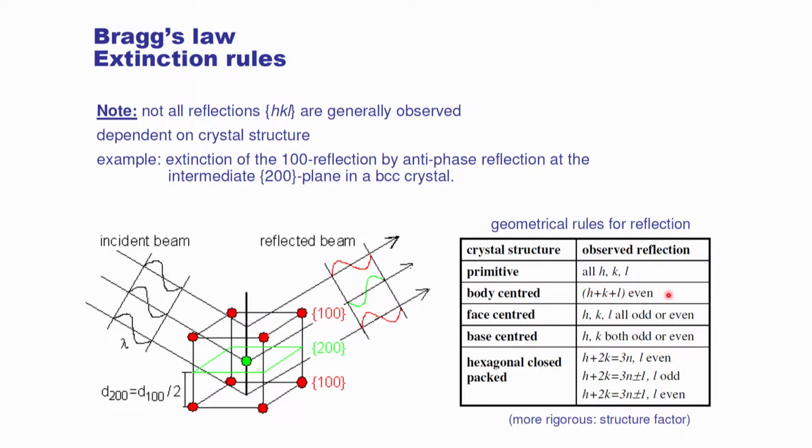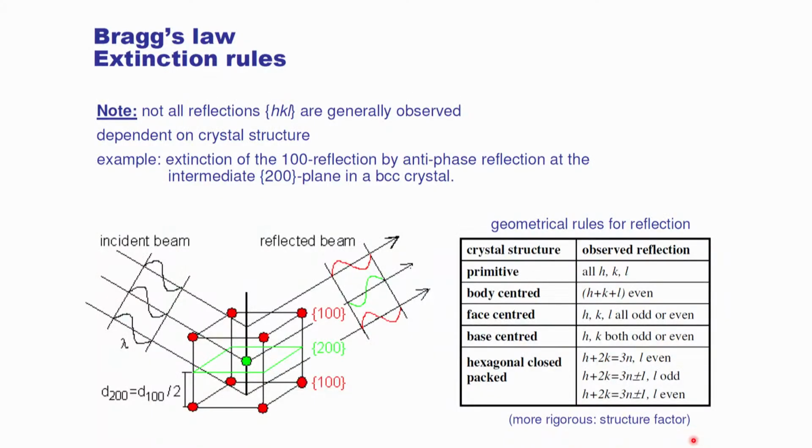For body-centered cubic, H plus K plus L have to be even. So 112 will work, but 221 will not work. For face-centered, HKL are either all odd or all even. So 111 works, 222 works, 122 doesn't. And then we have base-centered or HCP and the selection rules for those. These are just simple. Usually we'll use the structure factor and say when the structure factor is large, we're going to see those diffracting bands, or in the case of XRD, the peaks. Okay, let me see if I missed anything on this.